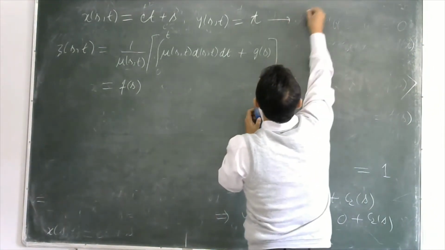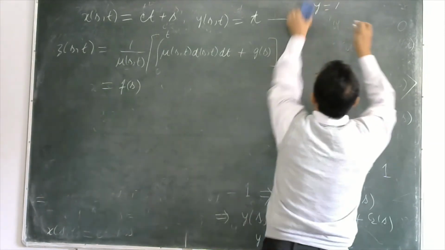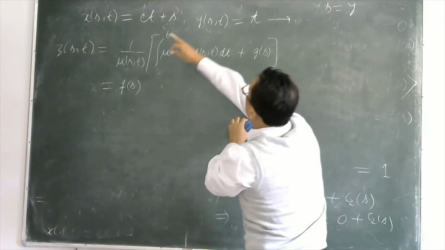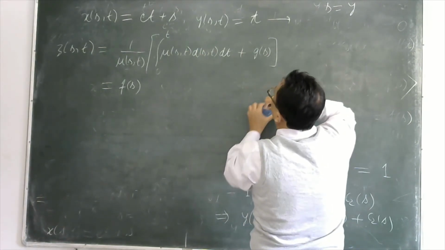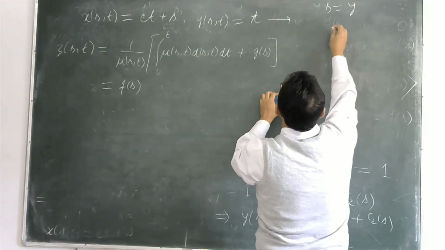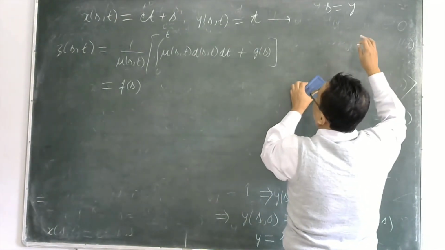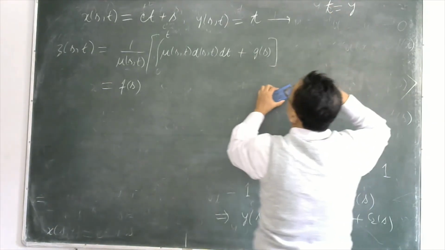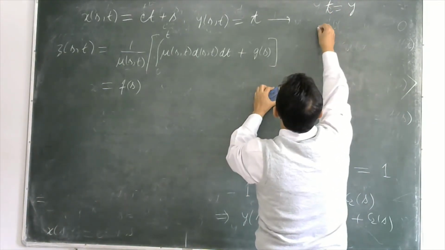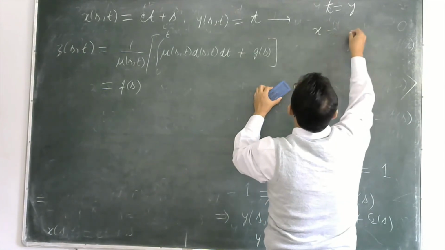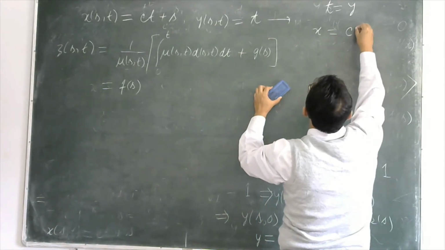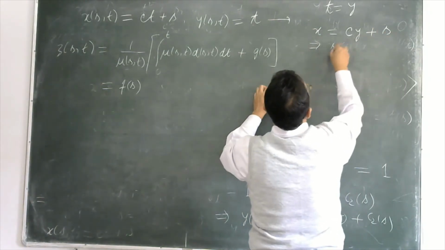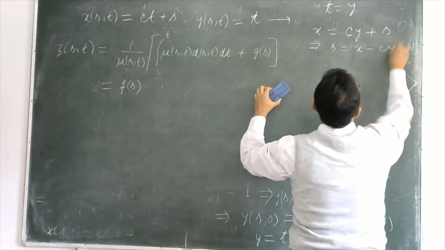See from here, s equal to y, t equal to y plus s, and from the first equation, x equal to ct. So t is y plus s, and this implies s equal to x minus cy.